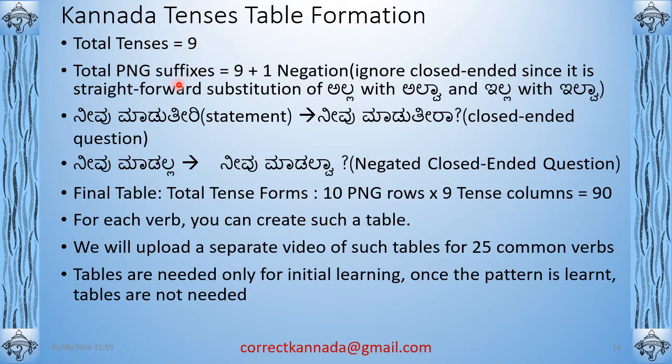Then you have your PNG suffix that we just now saw, the nanu, navu, neevu, plus the negation. So that's 10. I've ignored the closed-ended form because once you know the negation, you just have to change alla to alva. That's why I did not add it. So you have a total of 10 PNG suffixes and 9 tenses. You get a total of 90.